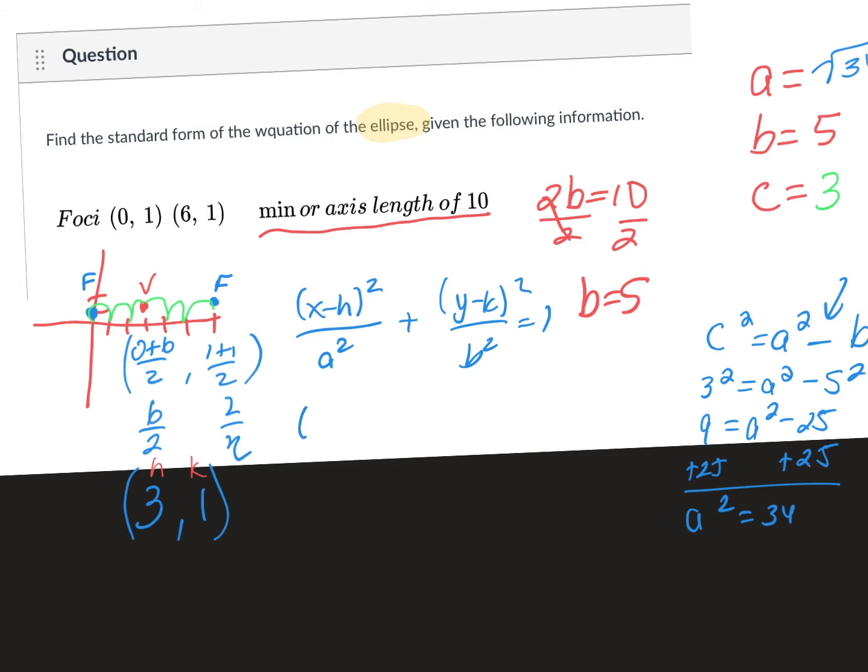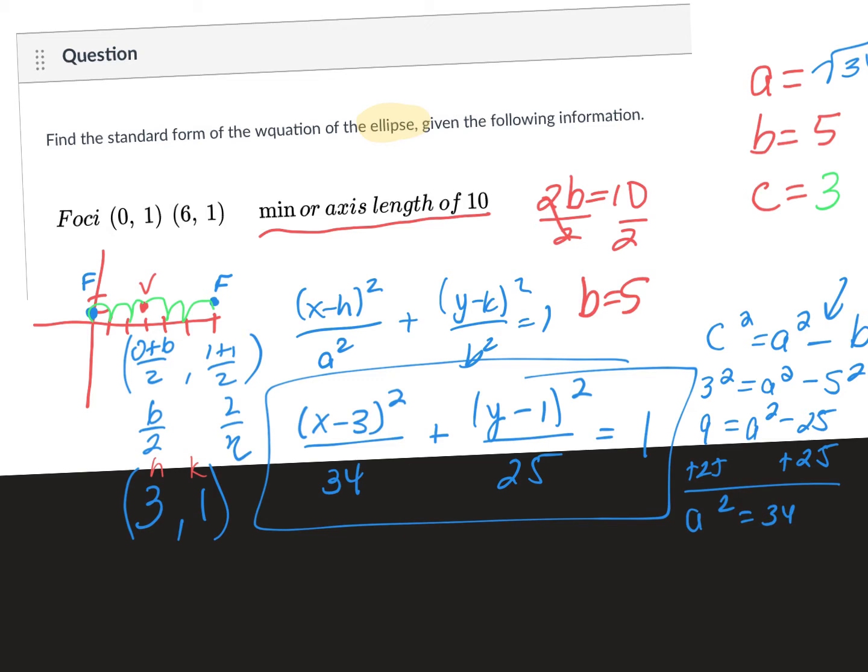So I have (x minus 3) squared over 34 plus (y minus 1) squared over 25 equals 1. Could you have written it with y minus 1 quantity squared first? Absolutely, as long as what was underneath that y minus 1? The 25. Yep, it's totally okay because they're both positive. It's all right if you write it backwards. This is a multiple choice test, so you guys are going to have to pick the correct answer, so you should be good to go on that.